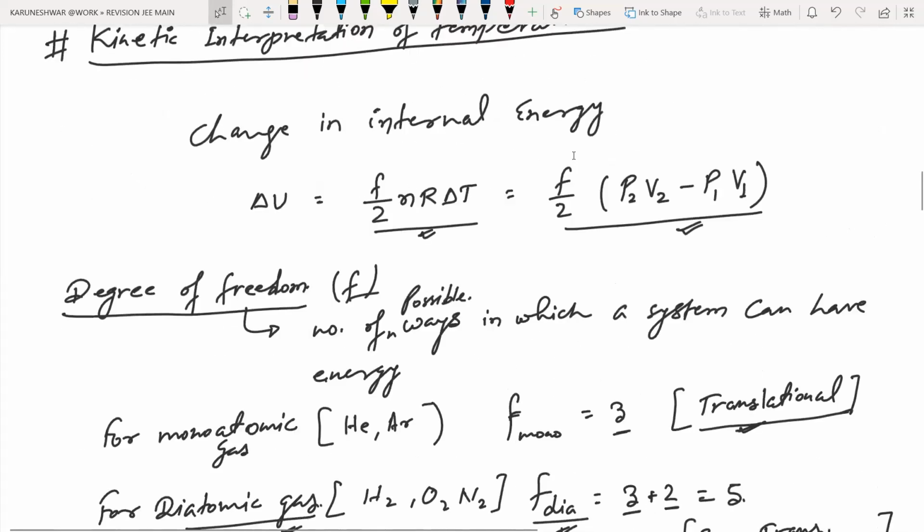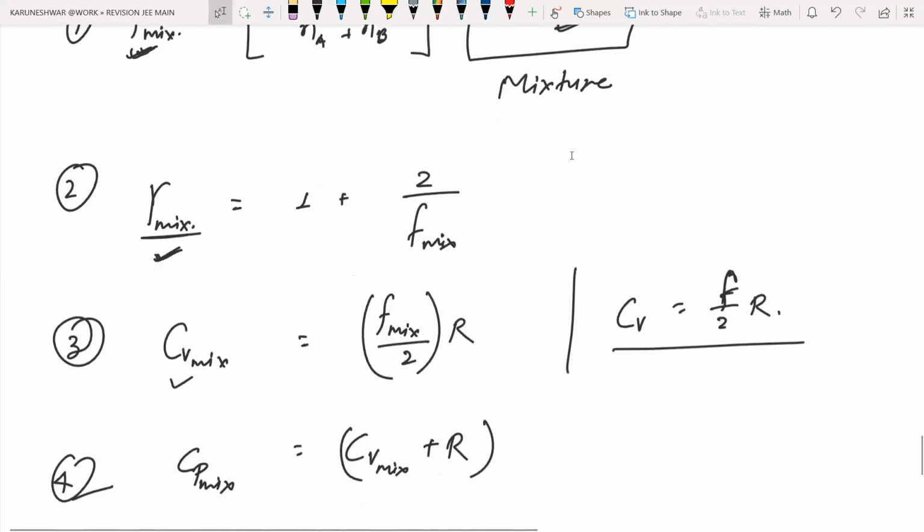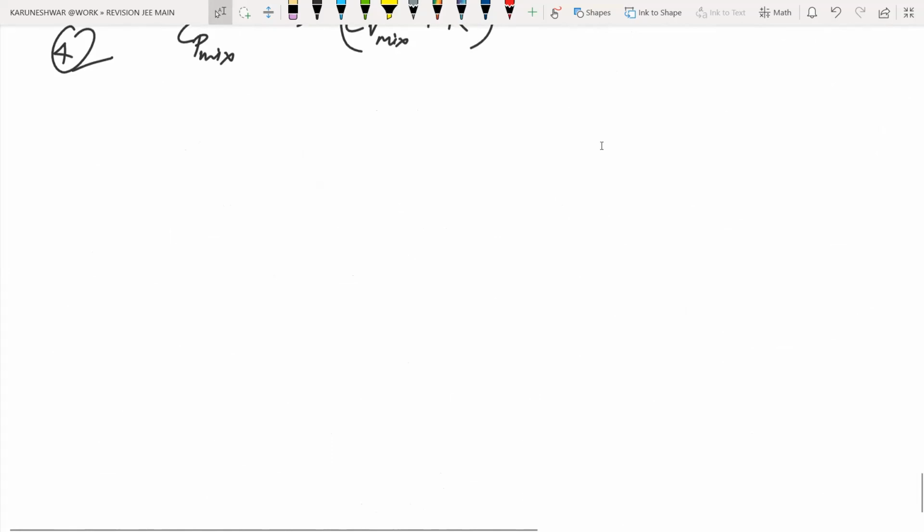Previously we discussed molar specific heat capacity, then kinetic energy, the law of equipartition of energy, and likewise degree of freedom. Here the kinetic interpretation started. So this was an important topic in the kinetic theory of gases. The next subtopic we have is mean free path.